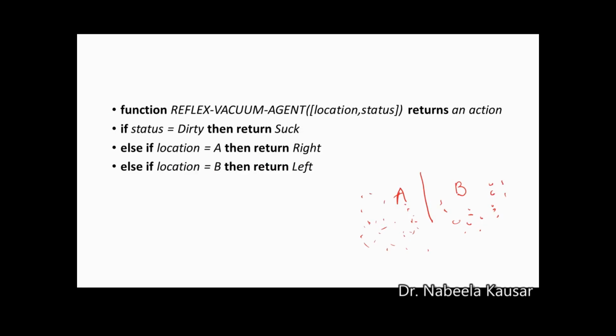In the example, the cleaner agent is working on two locations A and B. If there is dust on that location, then the cleaner will clean that dust. In this statement, else if location is equal to A, then return right.